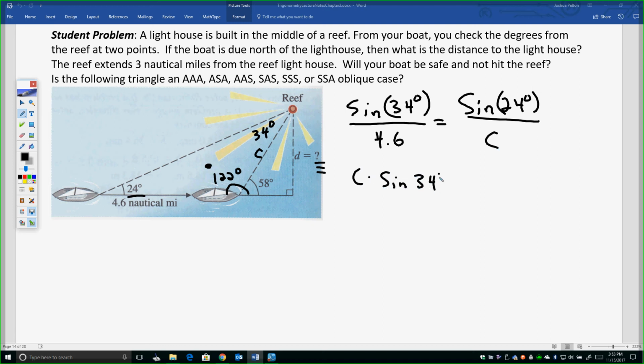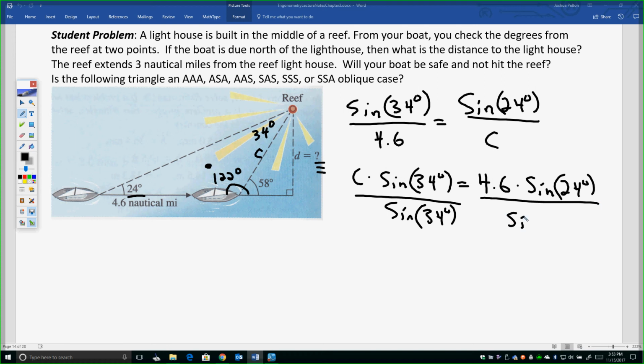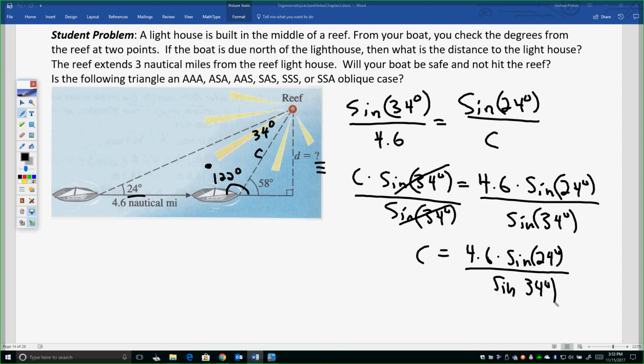So C times sine of 34 equals 4.6 times sine of 24. And we'll divide by sine of 34. So cancel, cancel. C equals 4.6 times the sine of 24 over the sine of 34. Okay, so we're going to keep that and not get the decimal approximation here, because C is not our final answer, D is. We want to know D, right? That's all we want to know.